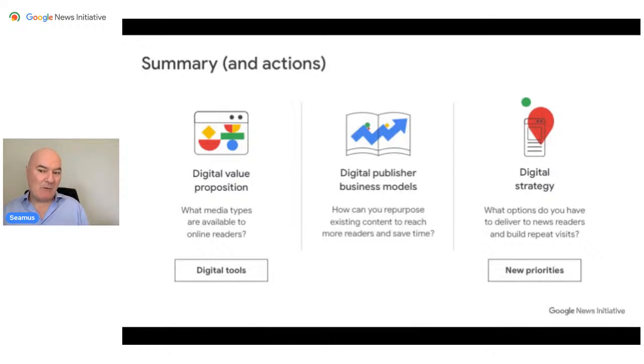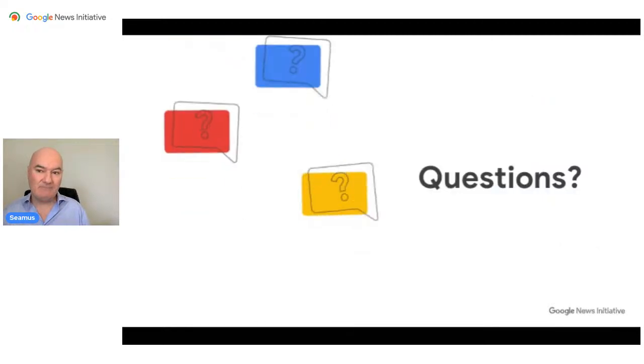So just a quick summary before we finish of what we looked at today. The digital value proposition, we can tick that off now. We've looked at that. Hopefully it's got your thought process going. The digital publisher business models we looked at, and also the digital strategy. So the options you have to deliver to the readers of news, to your readership, and to make sure that people are coming back. So repeating those visits.